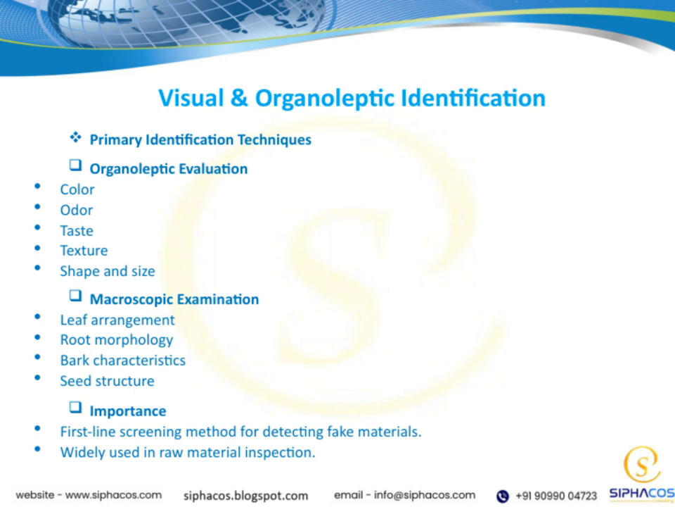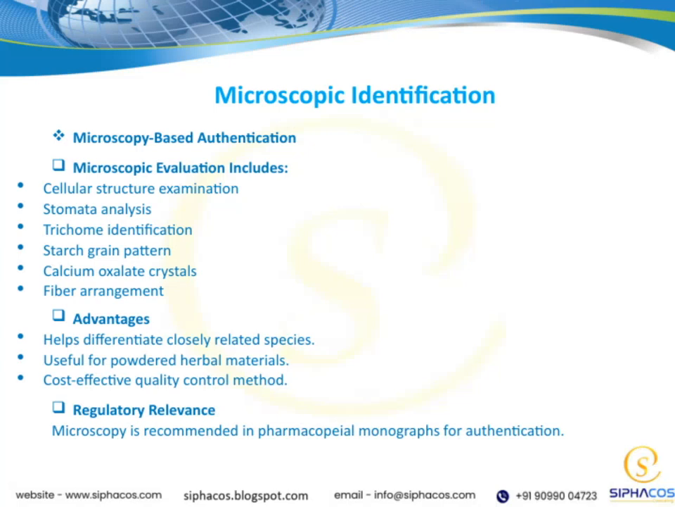By mastering these techniques, we can effectively filter out suspicious samples early in the process, ensuring that only genuine materials proceed further into quality control. This approach ties into our overall goal of maintaining high standards and preventing counterfeit products from entering the supply chain. Now, let's take a closer look at microscopic identification and how microscopy-based authentication plays a crucial role.